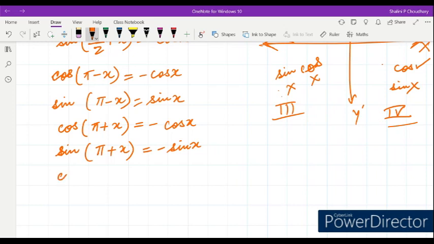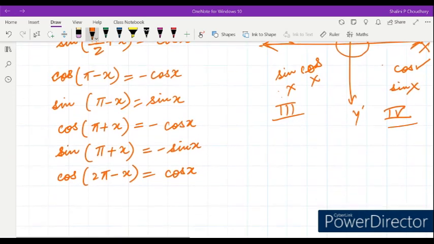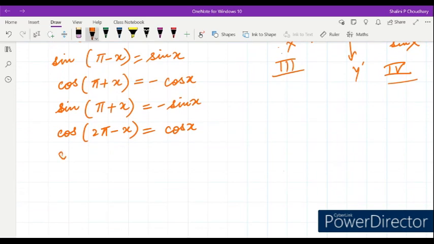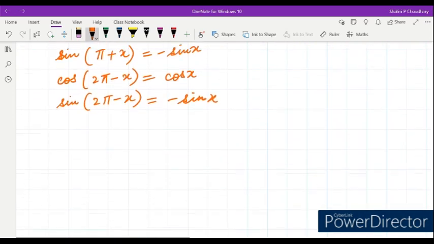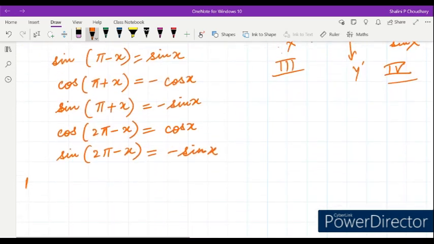Okay. Now cos of 2 pi minus x will be cos x. Why? Because 2 pi is 360 degrees, a complete round. So 2 pi minus x will be positive because cos is positive in the fourth quadrant. But sine is not positive in the fourth quadrant, so sine of 2 pi minus x will be equal to minus sine x. Okay. Now the next identity we will see. This was the 13th, so now the 14th.